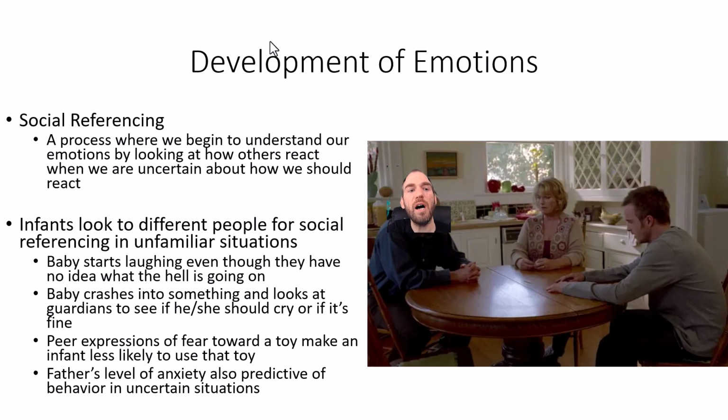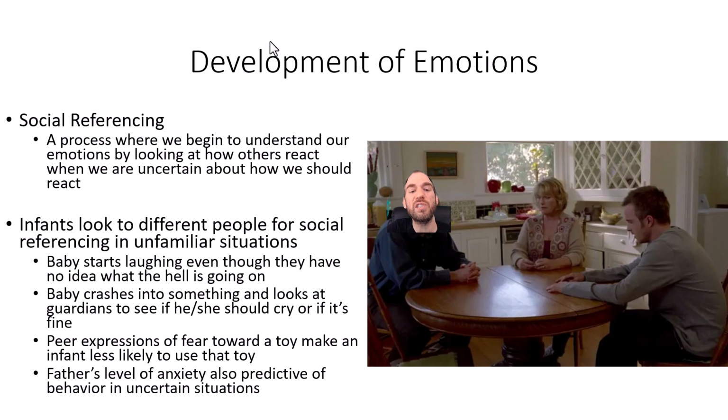Social referencing, a process where we begin to understand our emotions by looking at how others react when we are uncertain about how we should react. Infants looked at two different people for social referencing in unfamiliar situations. Babies start laughing, for example, even though they have no idea what is going on. People around them are laughing, so they're like, woo, I'm going to laugh.